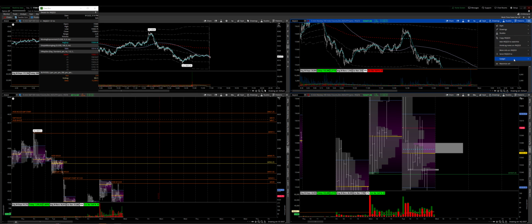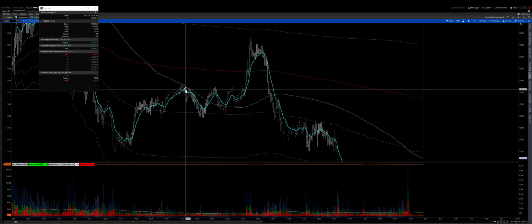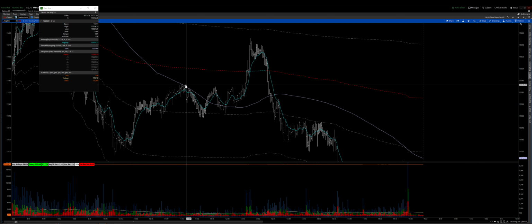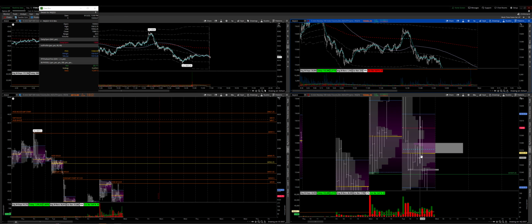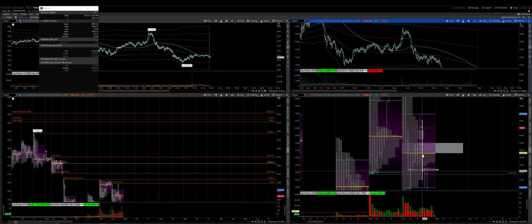So I began to observe around the 144 how we were reacting. Each time we bumped our head against it, we really weren't doing a whole lot as far as getting above it. So I got short. Now this was the second trade. I began to get short at 73 to rotate back into around the 65 level. So I was looking to get short 73, 74 to rotate back into 65.